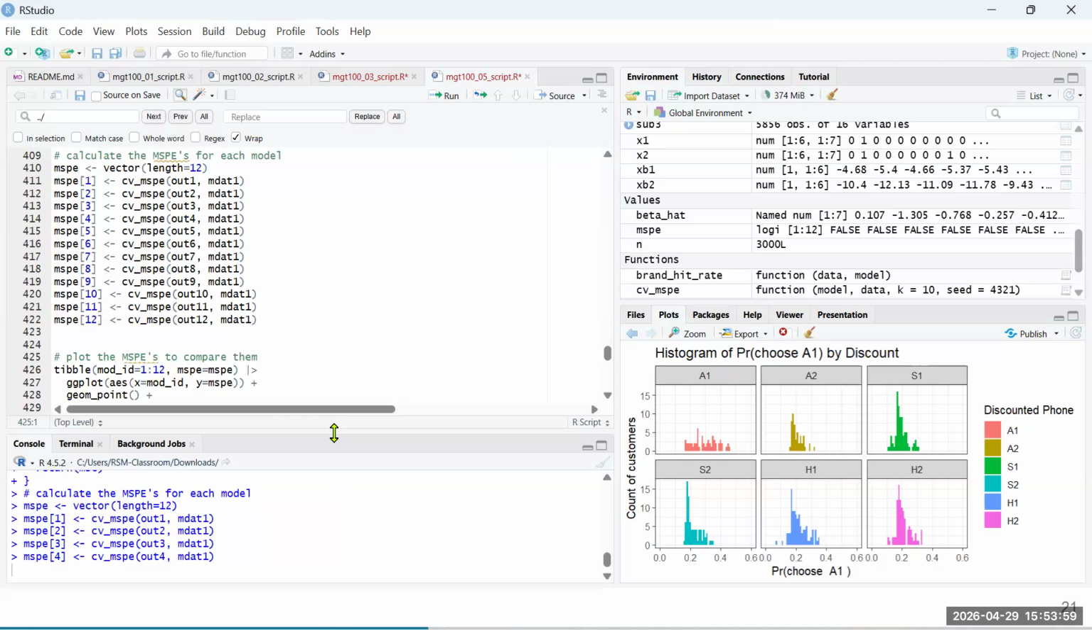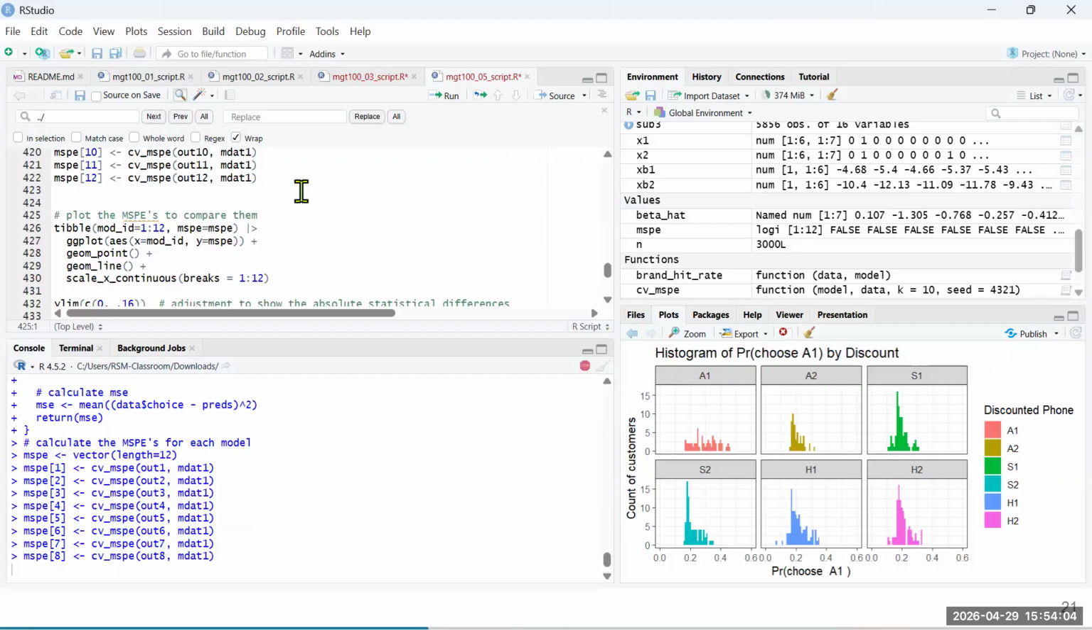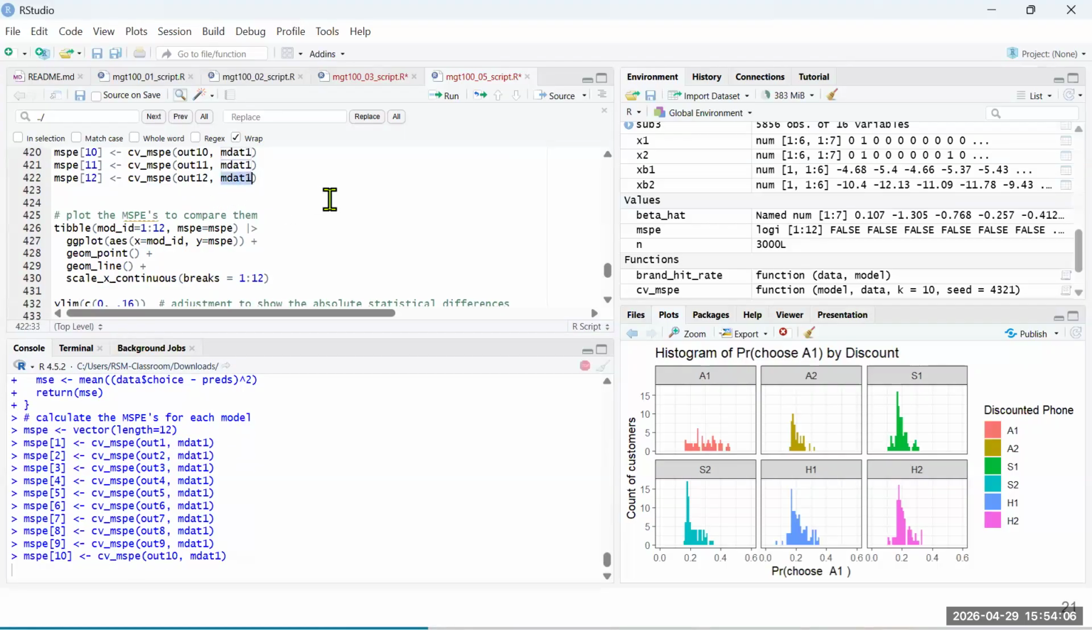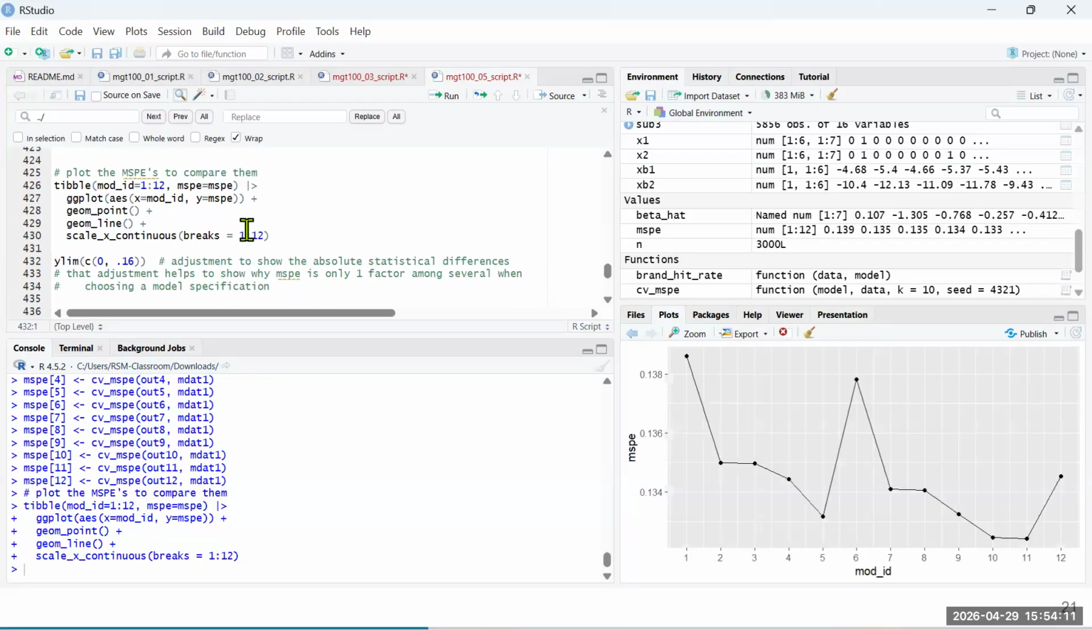So we estimated 12 models. We calculated cross-validation mean square prediction errors for each model using the same data every time. I'm going to arrange those results into a table and use ggplot. And if you recall, models 1 through 5 were the homogeneous models. Models 6 through 12 were the heterogeneous models, where model 12 was the one that I intentionally sort of sabotaged by treating customer index as if it were an attribute.